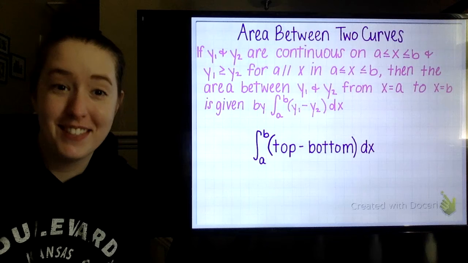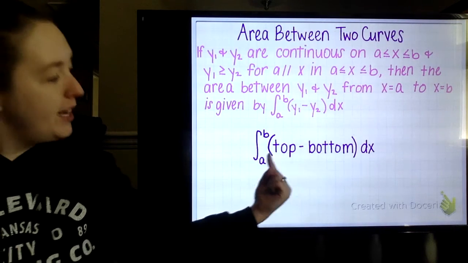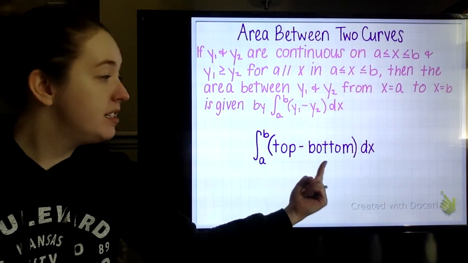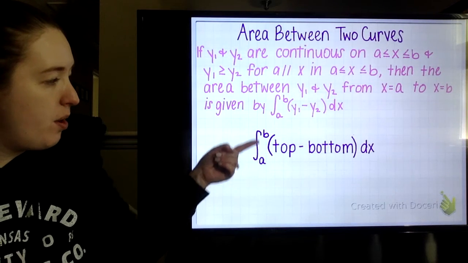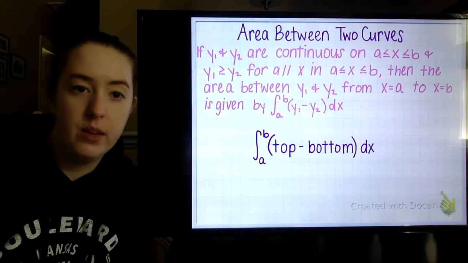And that made zero sense, right? Okay, basically what they're saying is if we take these two functions, if we take the top curve minus the bottom curve, and we do the integral from those two x values, that will give us the area between those two curves.